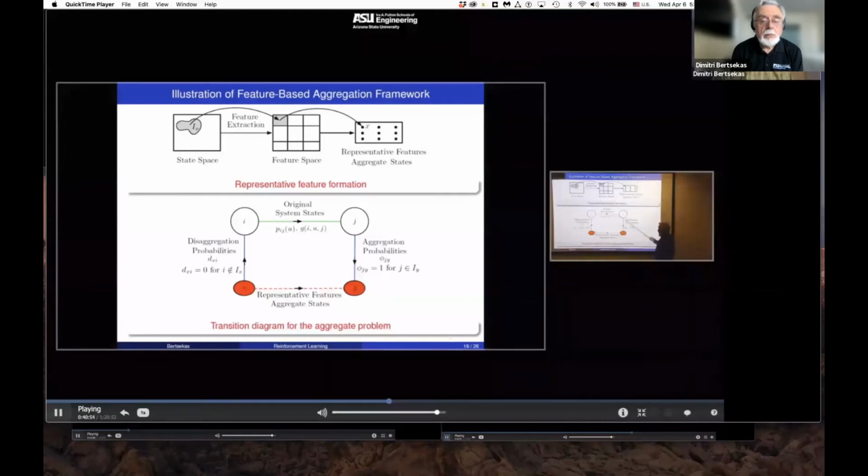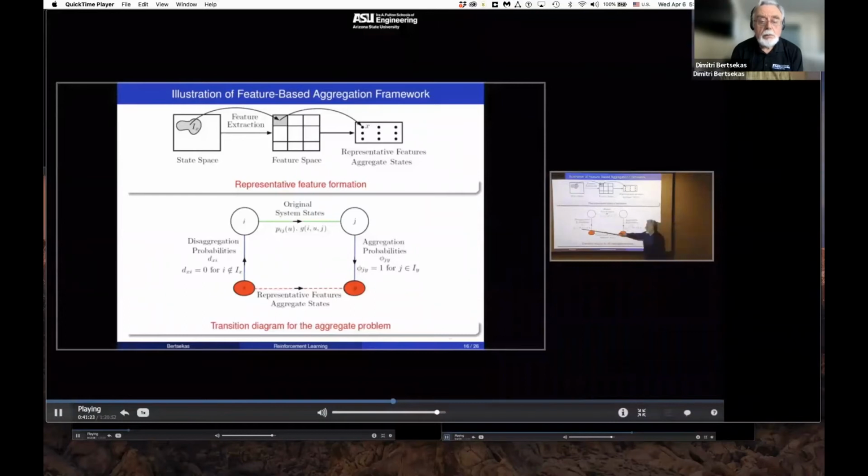So here's the figure that I had before, but enlarged somewhat. We have transitions from representative features to representative features, and from original states to original states. And we go this way, and we map representative features into a subset of states, like this one, which almost have feature value equal to x. And then we go back here, and we use these aggregation probabilities.